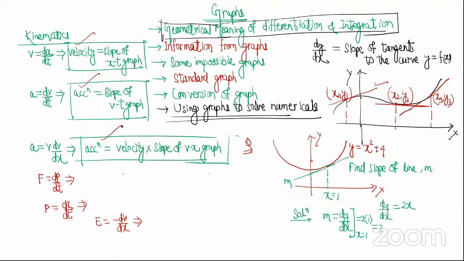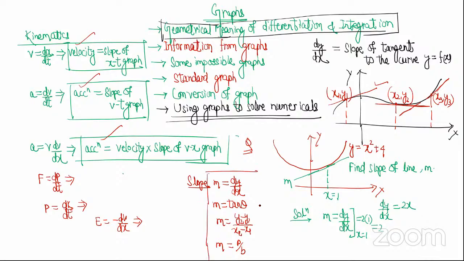Now, slope doesn't only mean dy by dx; slope can be found in many ways, and remember those as well. Slope is written as m. The best way to find it is dy by dx, but there are other ways too. Slope can be found by tan theta. Slope can also be found by the formula (y2 minus y1) by (x2 minus x1). Slope can also be found by perpendicular by base. So these are the many ways by which we can find slope, right?